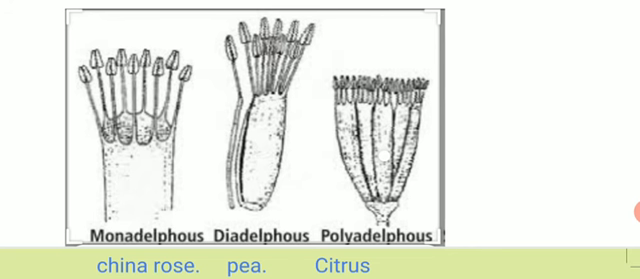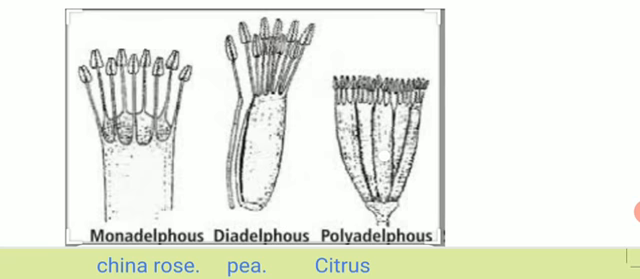This kind of condition is called monoadelphous, and an example is China rose. In case of the second example, that is diadelphous, there are two different units: one stamen that is totally free and the others are fused. That's why the term diadelphous is used.